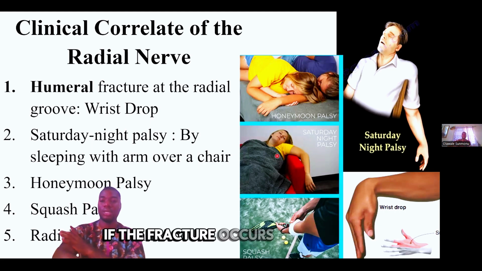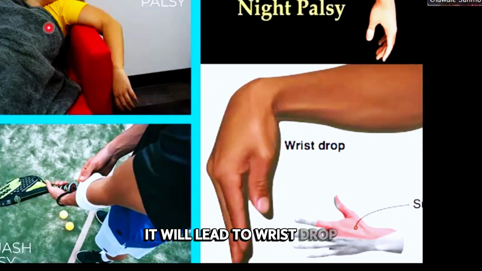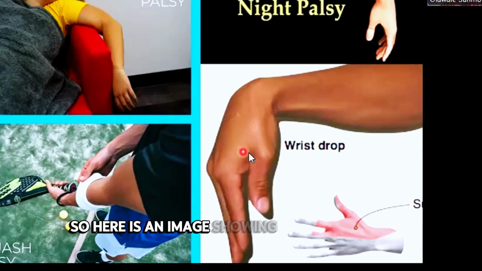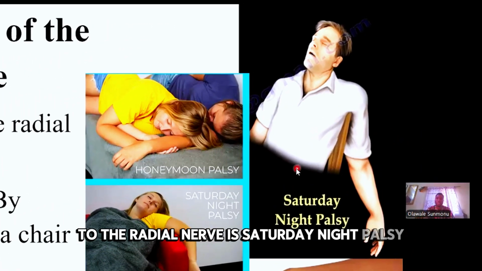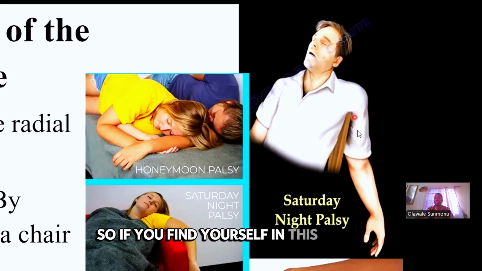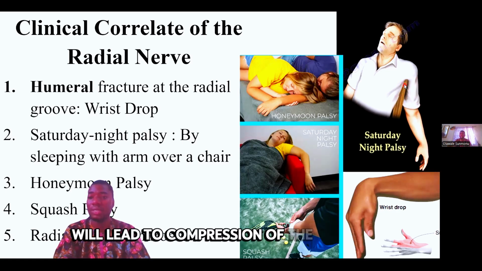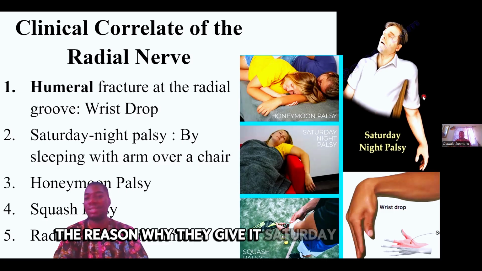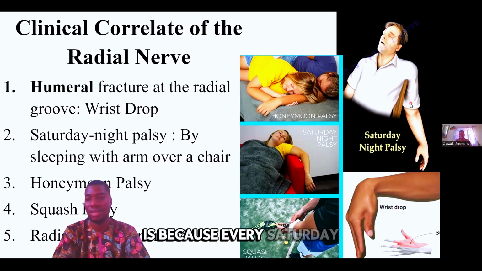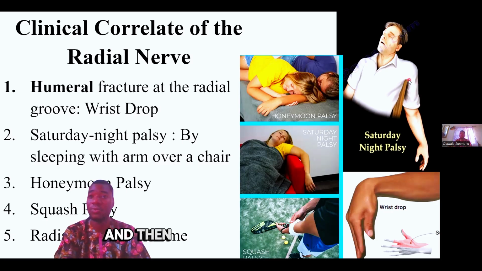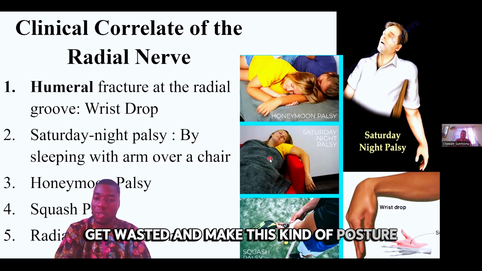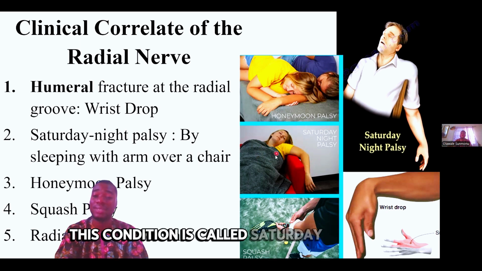If the fracture occurs in the mid shaft, it will lead to wrist drop. So here is an image showing the next clinical correlate to the radial nerve, which is Saturday night palsy. If you find yourself in this position, it will lead to compression of the radial nerve, and that can lead to Saturday night palsy. The reason they call it Saturday night palsy is because every Saturday people find a way to let loose and go to the club, and then on getting home from the club, get wasted and assume this kind of posture. So that's the reason why this condition is called Saturday night palsy.